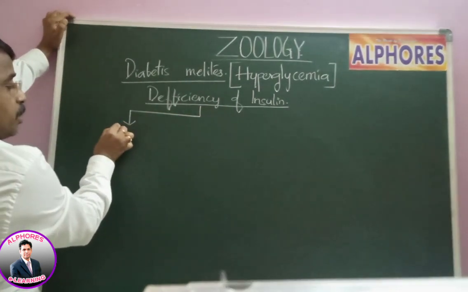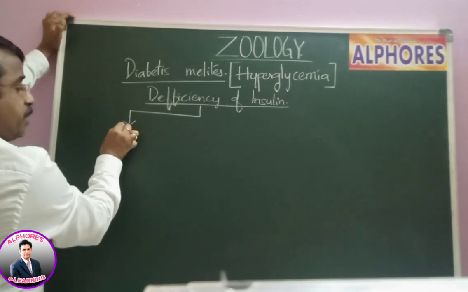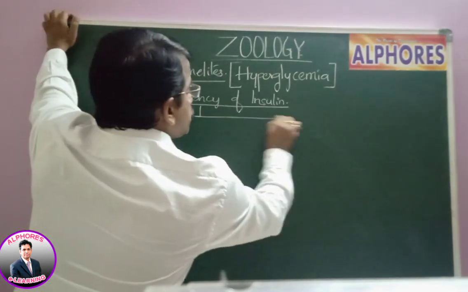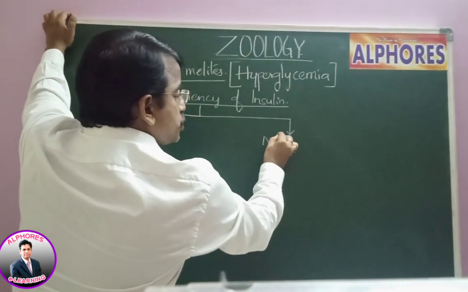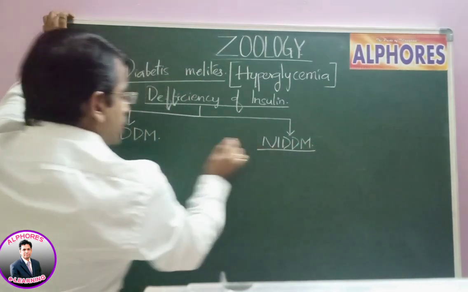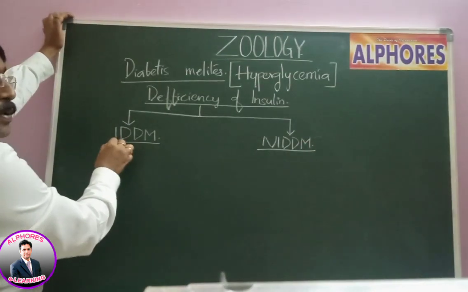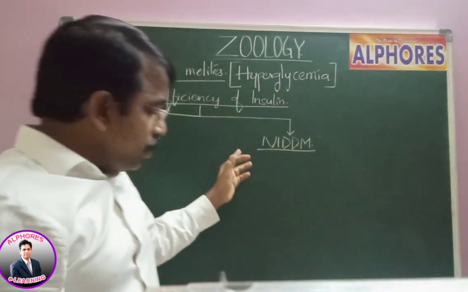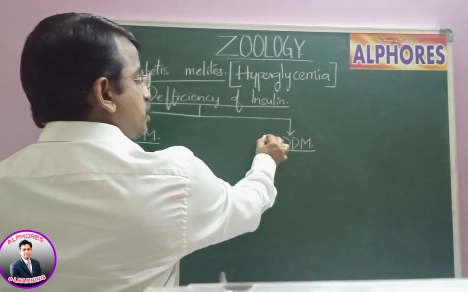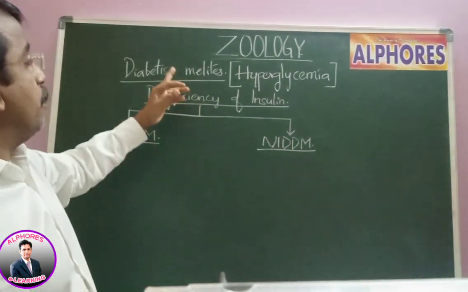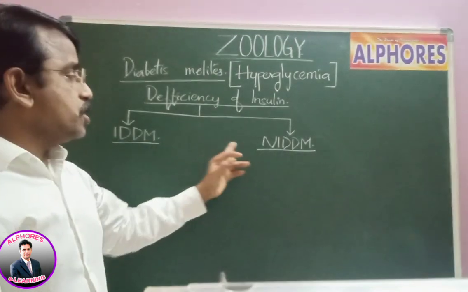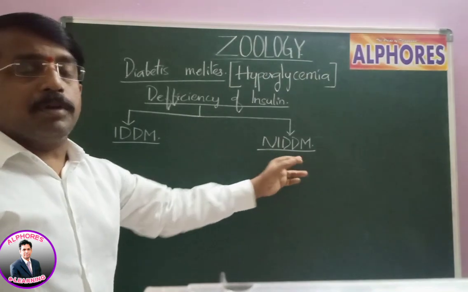Generally, diabetes mellitus is of two types: insulin dependent diabetes mellitus and non-insulin dependent diabetes mellitus. So these are the two types under diabetes mellitus.